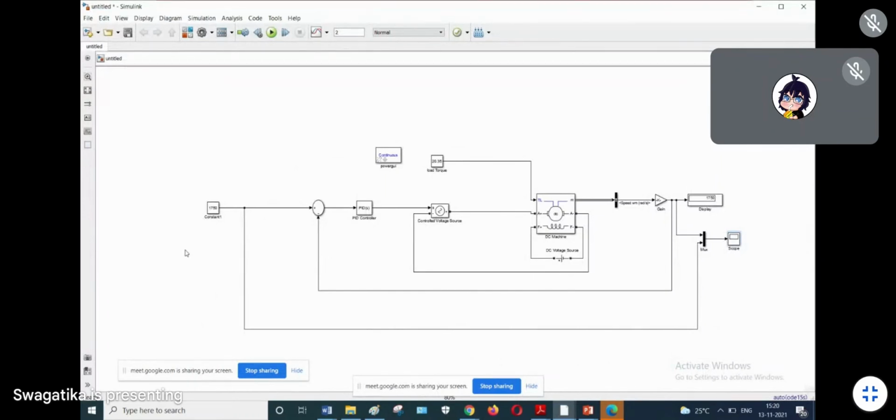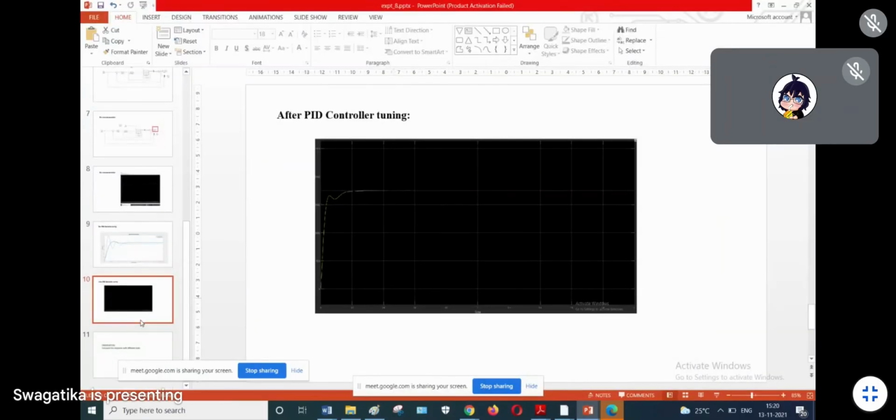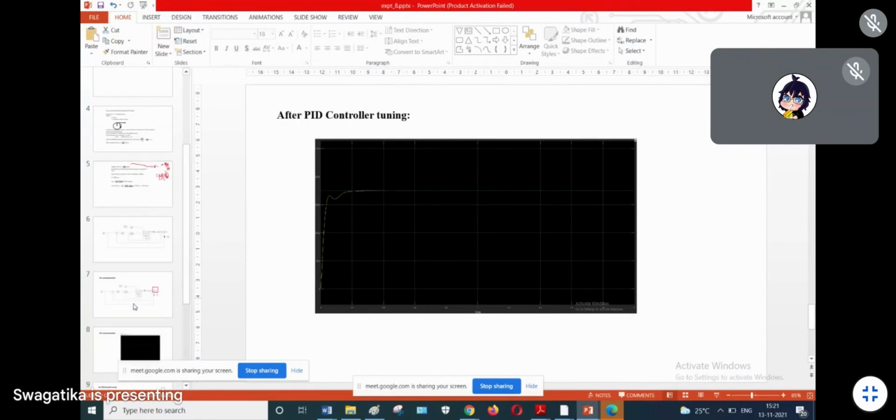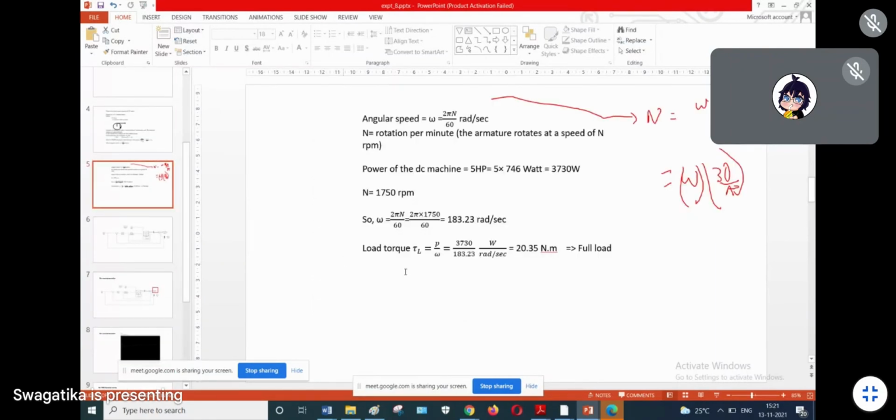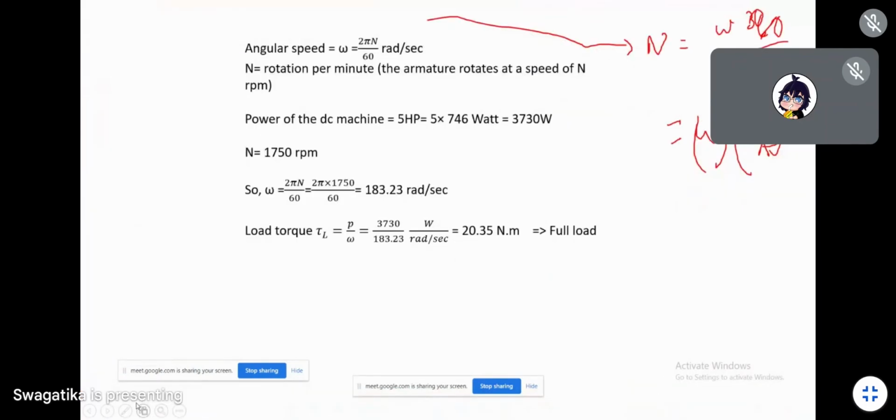Okay, so now if you are going to verify this one, what you have to do: this is the full load I am taking, right? So now you can take half load. With different loads you have to observe your output. The full load is 20.35. Now you can take half load and verify that one.